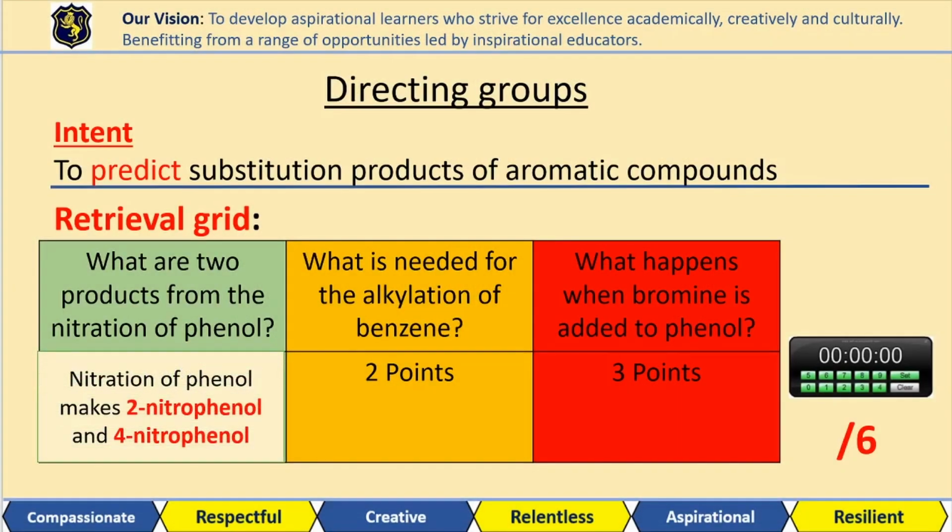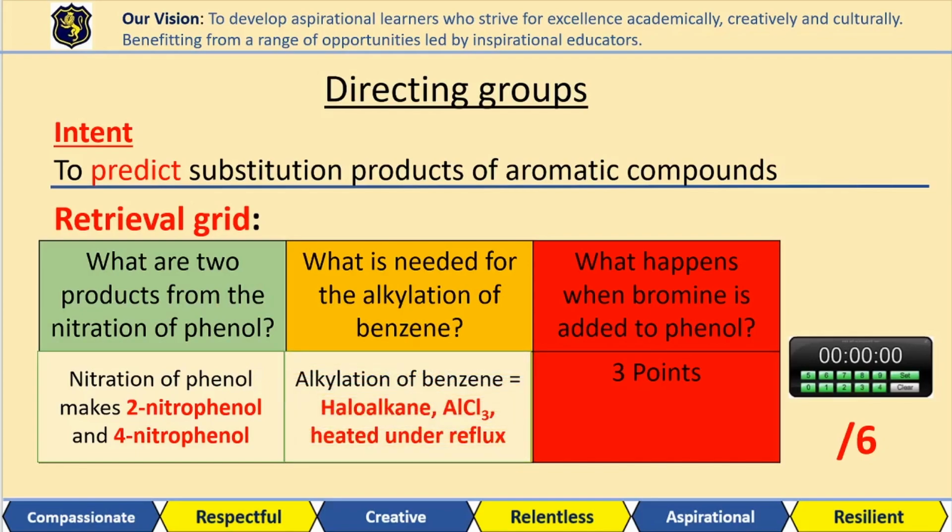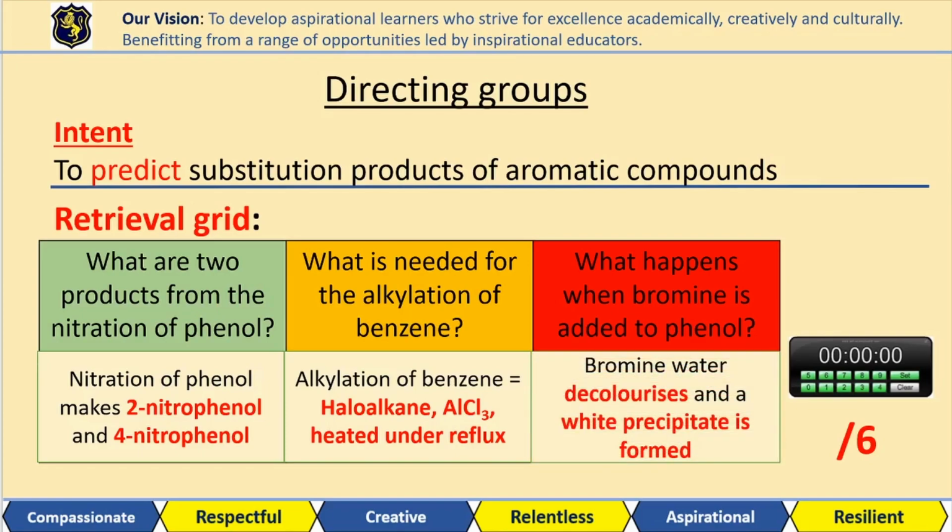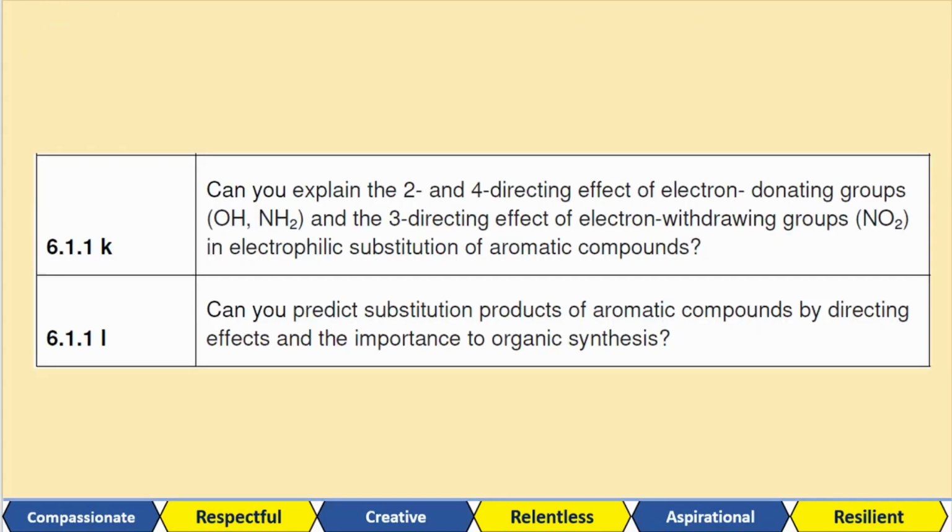Nitration of phenol makes 2-nitrophenol and 4-nitrophenol. Alkylation of benzene requires haloalkanes, aluminium chloride, and you heat that under reflux. Bromine water decolorizes and a white precipitate is formed when you add bromine to phenol. These are the specification references that we're going to go through in today's lesson. Make sure you've highlighted them.